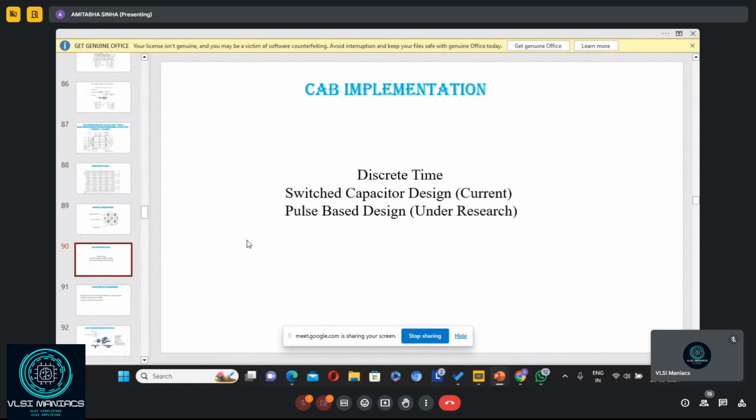CAB implementations, last time also I said that discrete time switched capacitor design is the current topic we are going to discuss. Pulse-based design is still under research. It is not yet very much settled. But switched capacitor-based designs are already a reality and the circuits are available in the market. And based on the switched capacitor, FPAAs are commercially available.